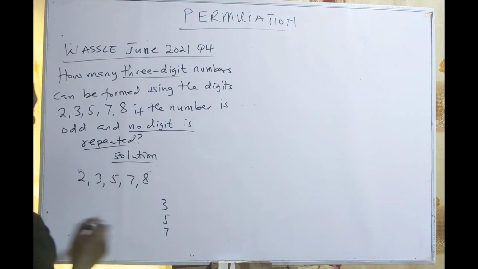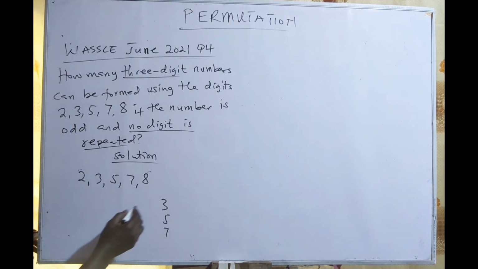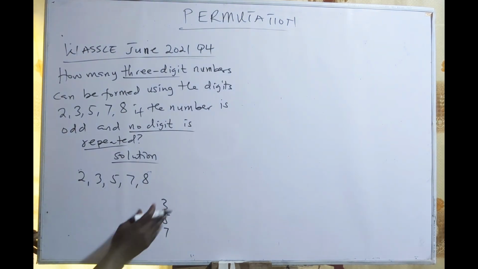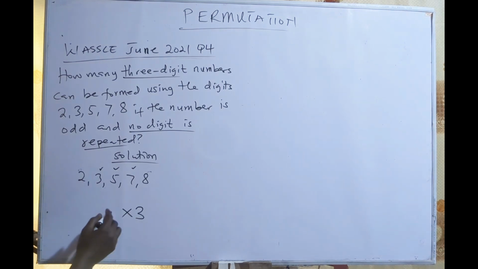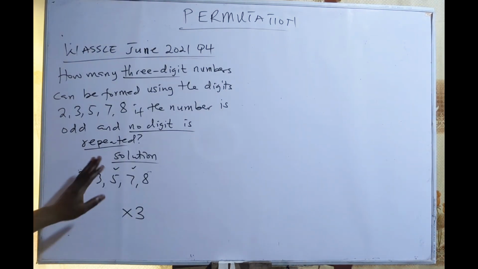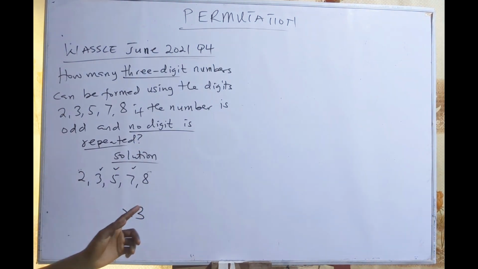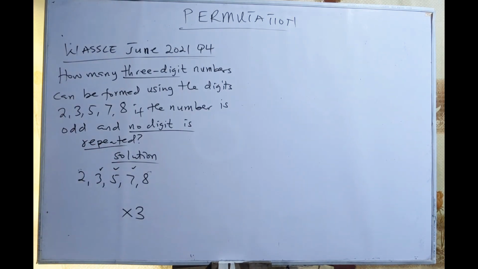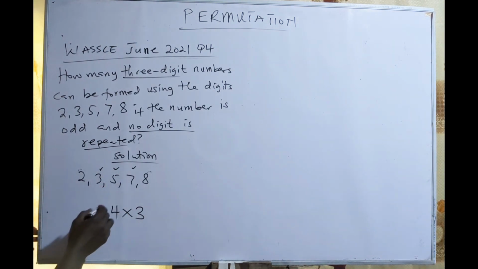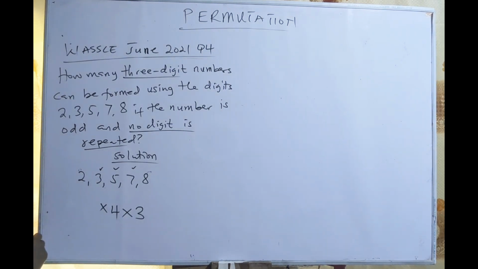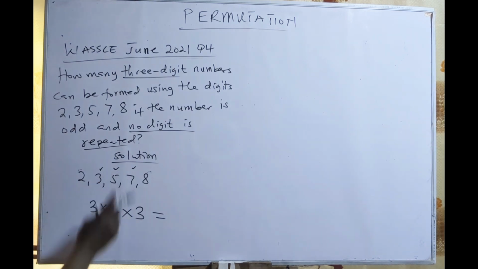So with the last digit, I have 3 ways. I can pick either 3, 5, or 7. Then if I pick it, I will not put it back again, since it is with no repetition. So 1, 2, 3, 4, 5, 4 numbers are left to be picked from. I can pick from any of them, and then I will put it aside, and I have 1, 2, 3, 3 numbers left. So I have 3 times 4 times 3.